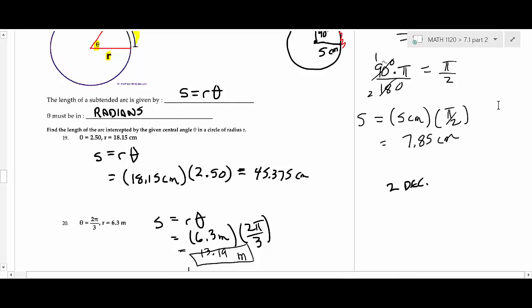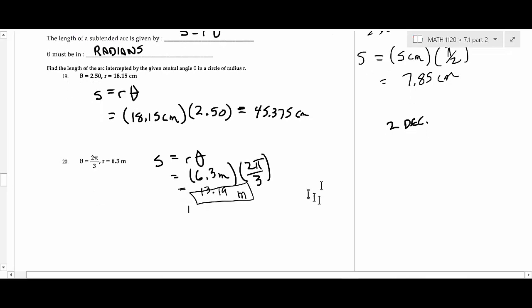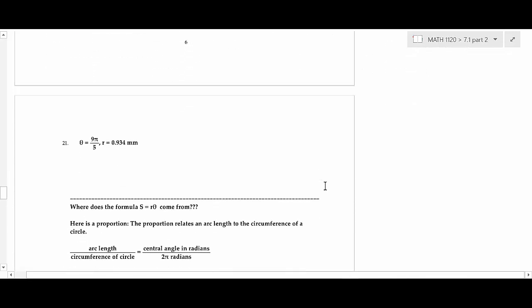But if I give you a degree measure, tell me what you do. Convert it to radians, then you use S equals r theta. So be cautious about that. Any questions? Okay, all right.